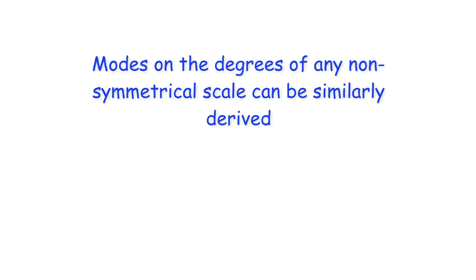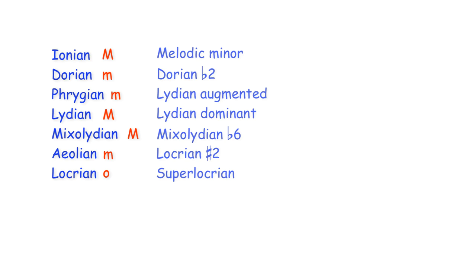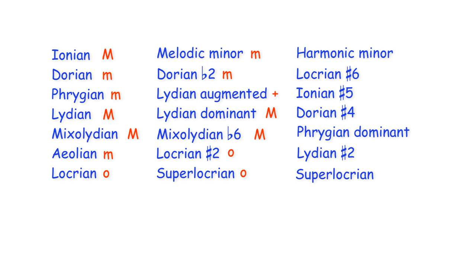Modes on the degrees of any non-symmetrical scale can be similarly derived. Major scales contain the following modes, three of which have a major chord final, three have minor, and one has a diminished chord. The ascending melodic minor or jazz minor scale contains the following modes, two of which have a major chord final, two have minor, two diminished, and one augmented. And the harmonic minor scale contains the following modes, which, like the jazz minor scale, has two modes with a major chord final, two with minor, two with diminished, and one augmented.